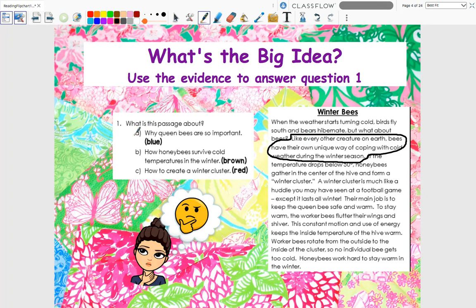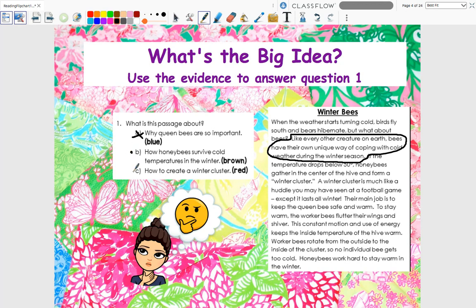Is it about how queen bees are so important? No, I'm going to slash and trash. This does not match our main idea sentence here. Okay, let's look at B. How honeybees survive cold temperatures in the winter. Is it about coping with the cold weather? These are pretty similar. So I'm just going to put a little dot. Some of you may underline it because I'm not ready to circle it because I want to check all my answer choices first.